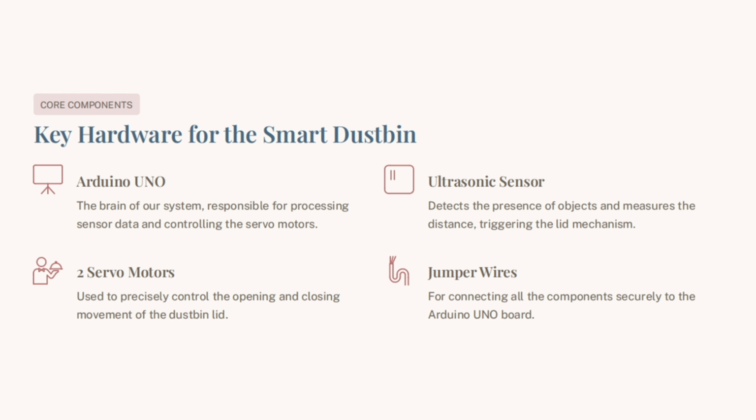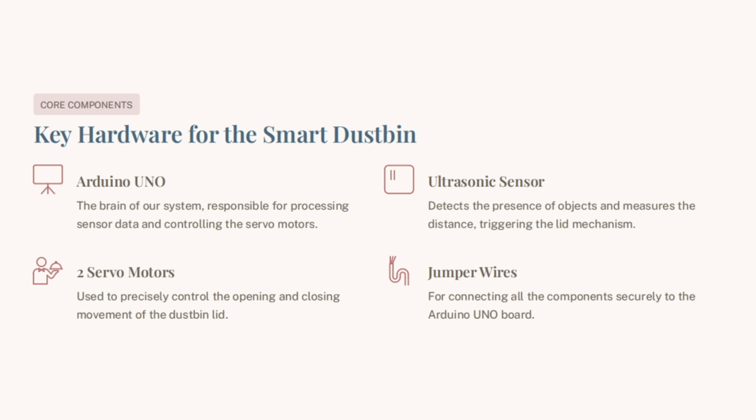Two servos to handle the physical movement. We use two servos. These are ideal for our project because they allow for extremely precise angular positioning, ensuring the lid opens to the correct height and closes securely every time.